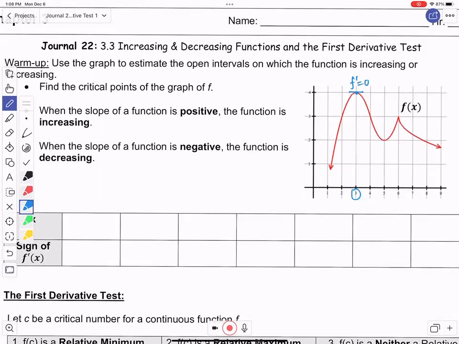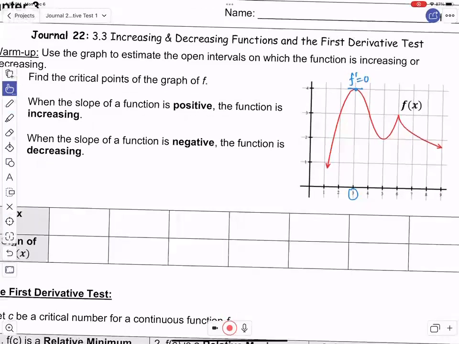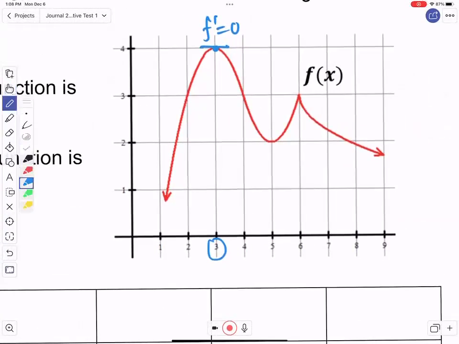Anywhere else? Maybe I'll zoom in. So x equals 5 would definitely be a minimum, which also has to be a critical point because the derivative is 0 there. And then there's one more. There's one more, but its derivative is not 0. Anyone see it? 6. Okay.